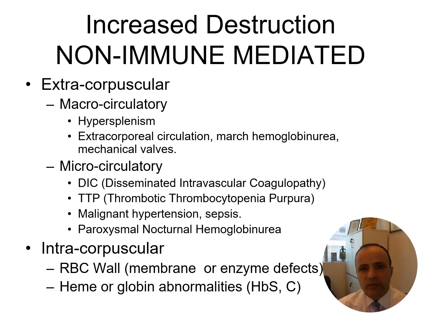Microcirculatory processes are essentially destruction that happens in the small blood vessels. I'm going to talk to you about DIC, TTP, and PNH, but importantly also to mention malignant hypertension and sepsis. When the patient has a very high blood pressure, there's a lot of vasoconstriction. You can end up with small thrombi in these small vessels, and this will cause lysis of the red cells, in both malignant hypertension and sepsis. You see it in there.